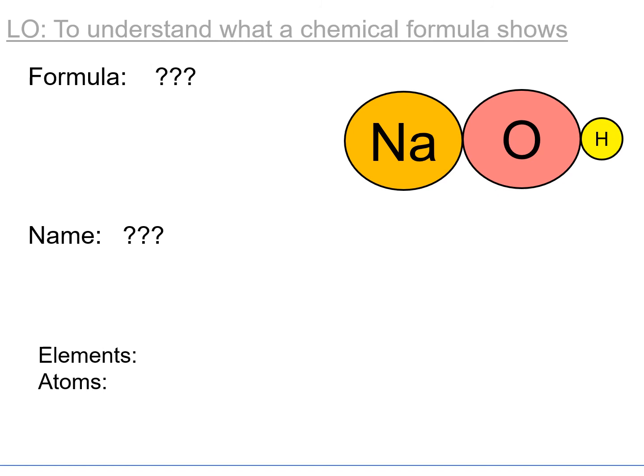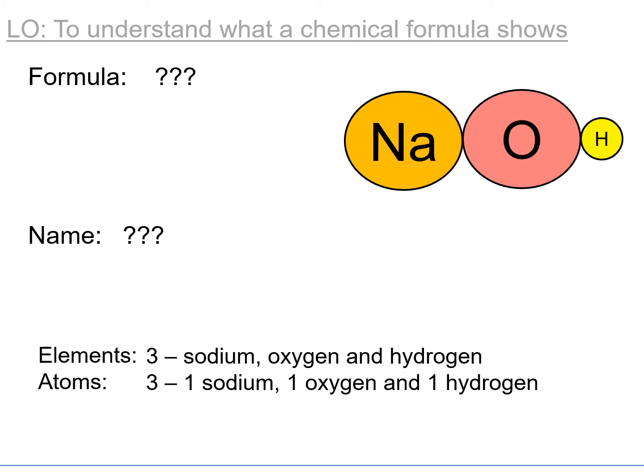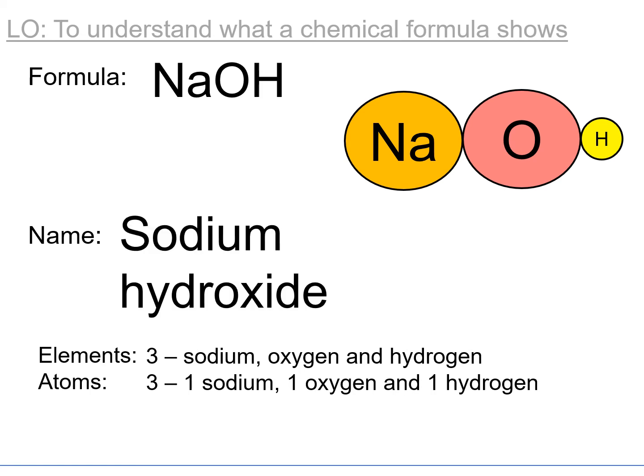Formula for that one there, and let's see, elements. There are going to be, I think, 3 elements. Sodium, Na, oxygen and hydrogen. Total number of atoms is going to be 3. The formula for that is going to be NaOH. And its name is sodium hydroxide. You can't tell the name. Sometimes you can work out the name from the formula, sometimes not. But whenever you see an OH together, that's a hydroxide.